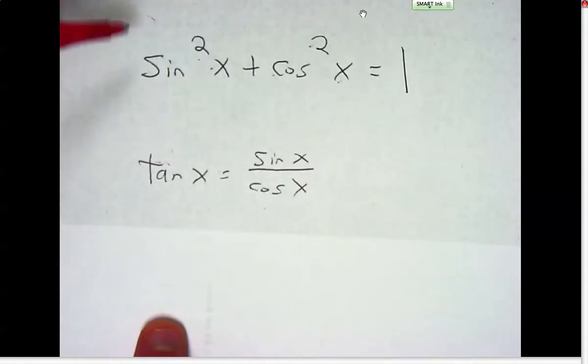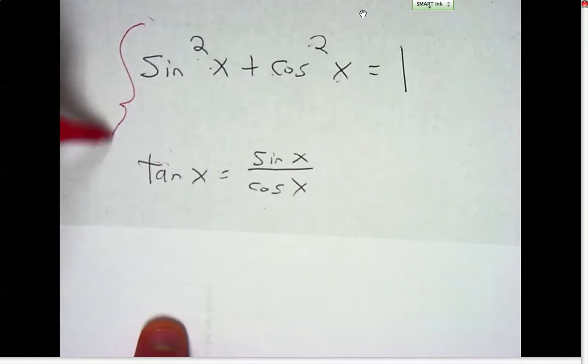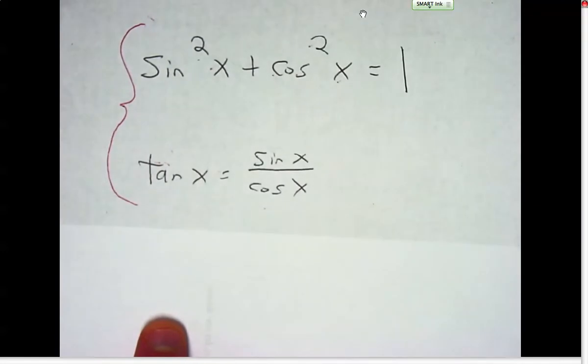And so what we're going to be working on this unit is basically things like this, using some basic identities like this to come up with some even more complicated ones that allow us to simplify a wide variety of trig functions. That's it for the intro.